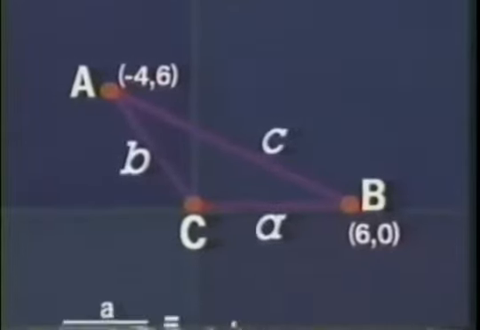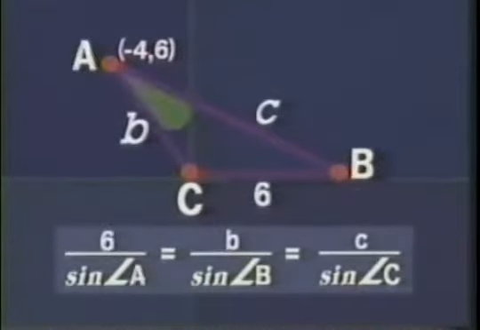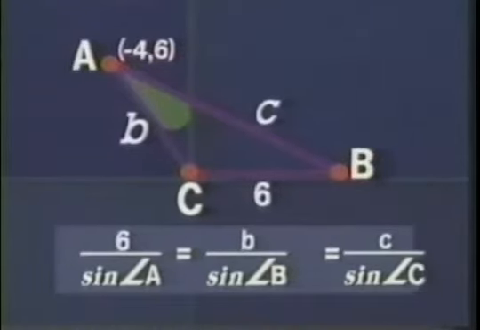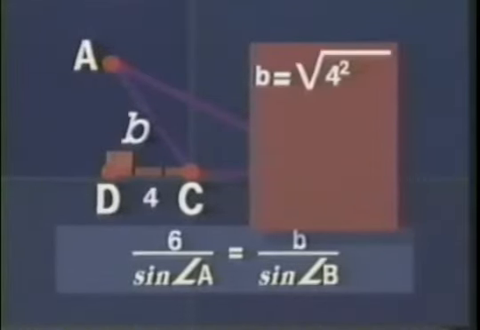Let's substitute the values we know into the sine law equation. The coordinates of point B are 6, 0, so side a is 6. Now, we're trying to find angle A, so let's try to solve the a and b portion of the sine law. If we drop a perpendicular from point A and extend side CB to point D, we can fill in the lengths of sides AD and DC. Using the Pythagorean theorem, we can find the length of side b, 7.2.